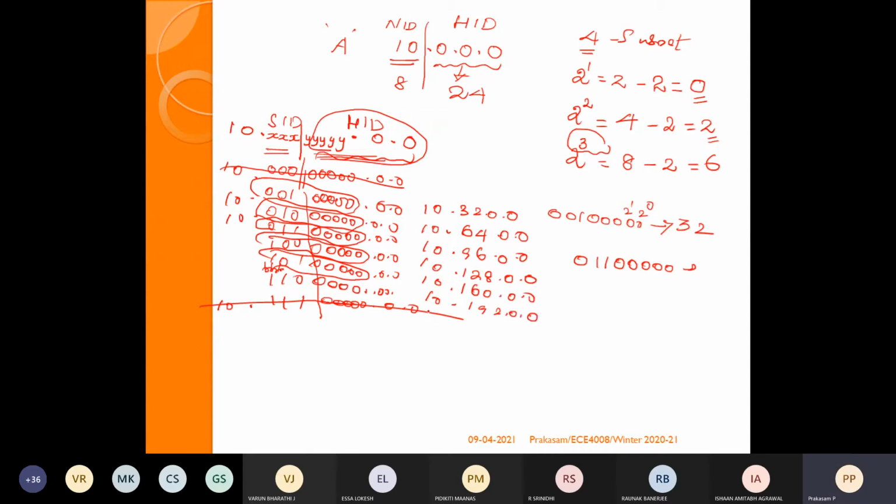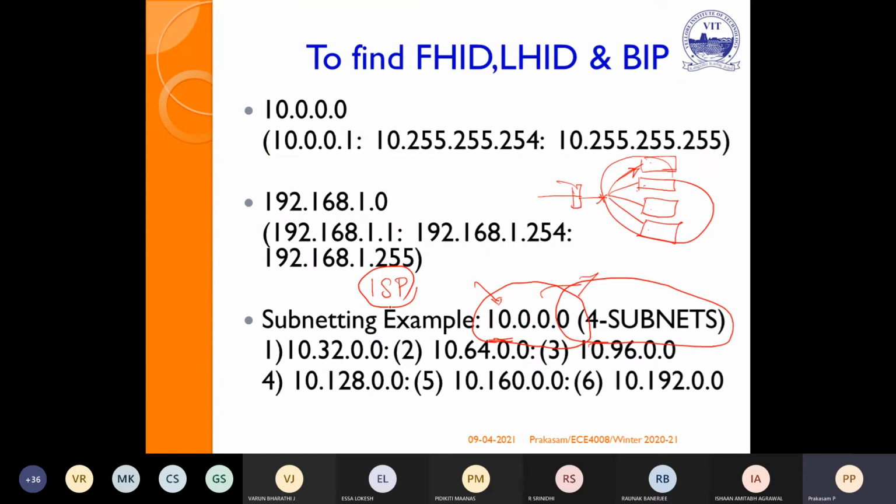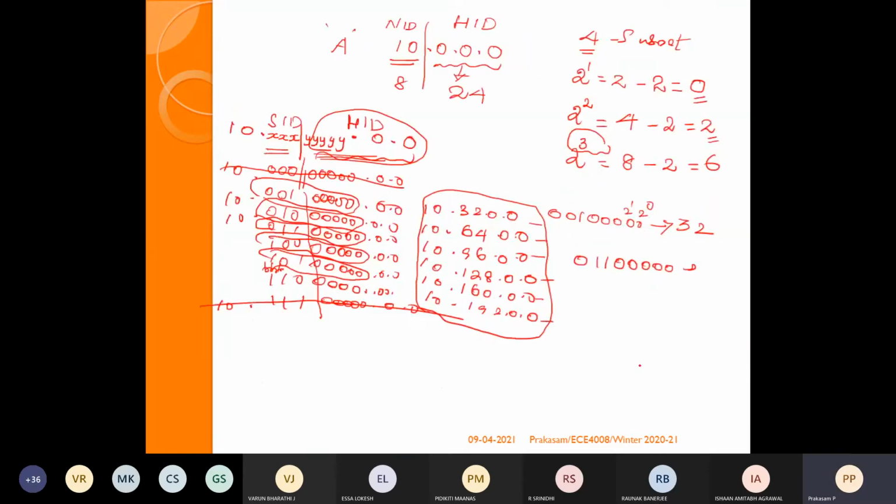So these are all the usable subnets for a given IP address. But I need only 4 subnets. Among these 6 subnets, I can utilize any 4 subnets. Any doubt? Shall we proceed further? Yes, sir. Okay, thank you.